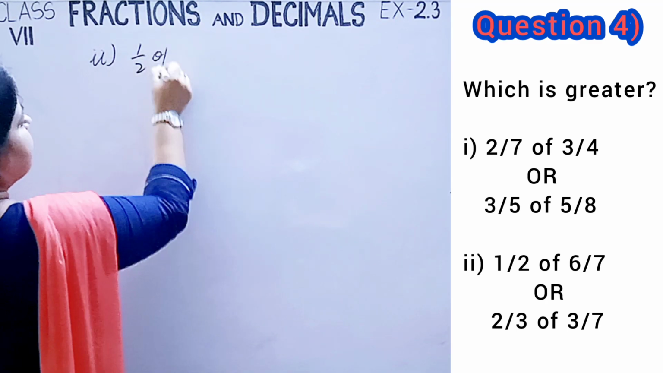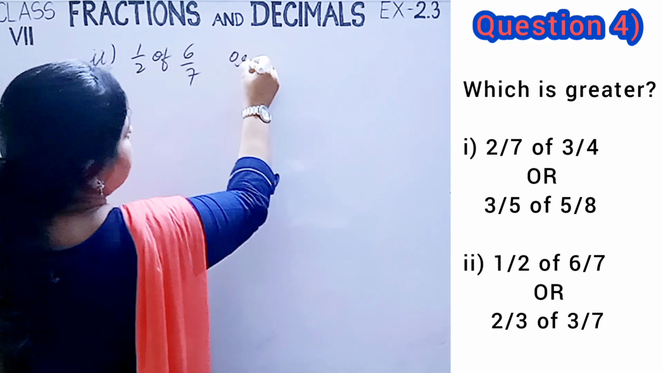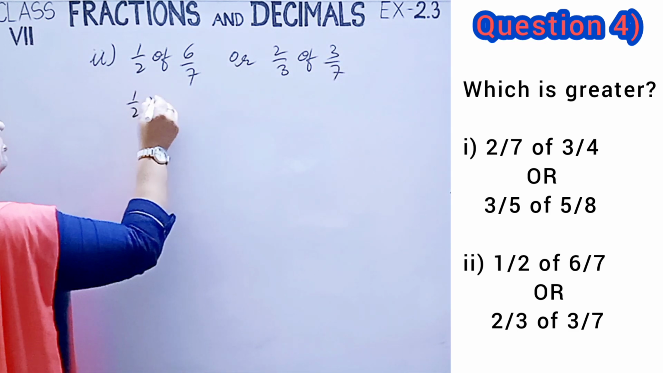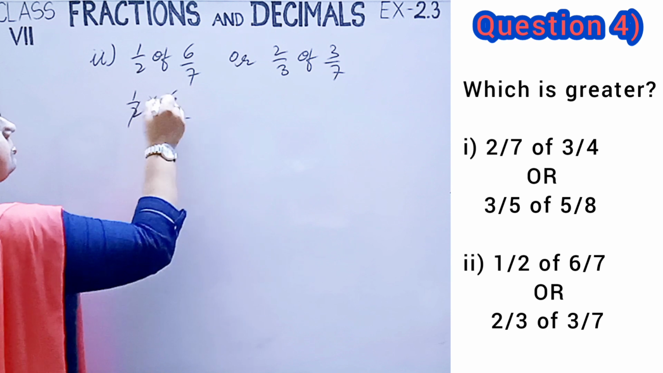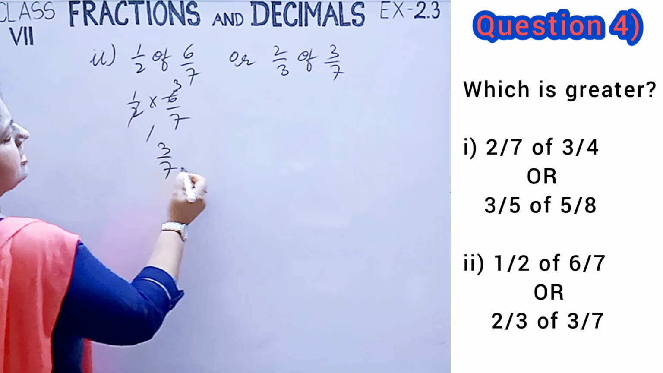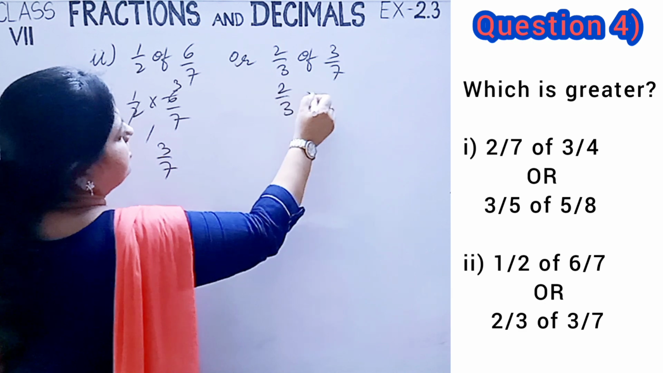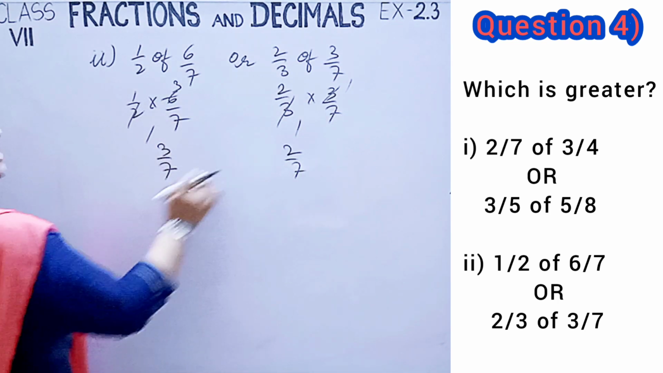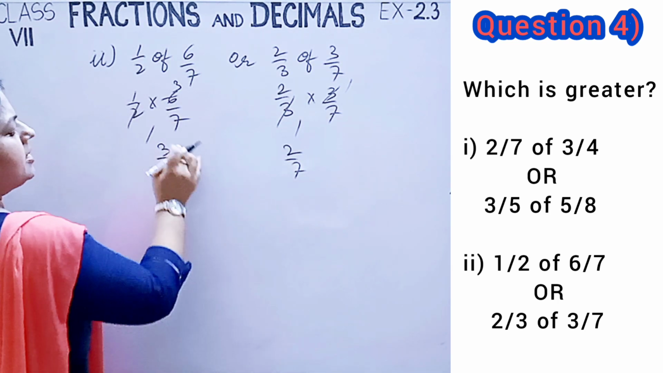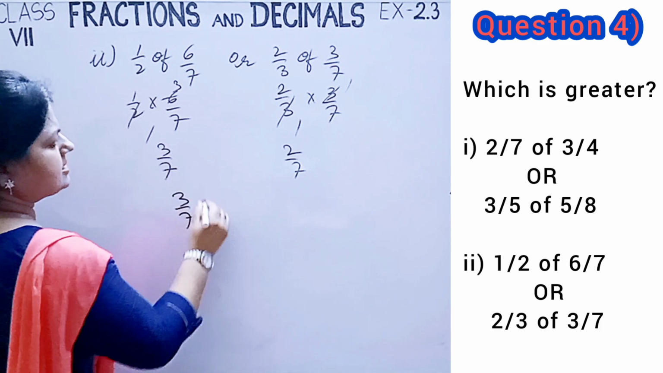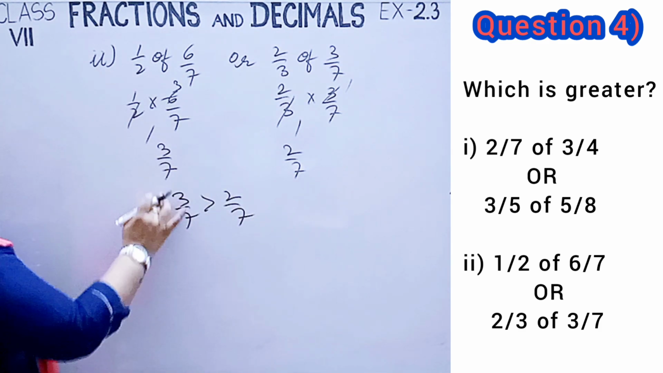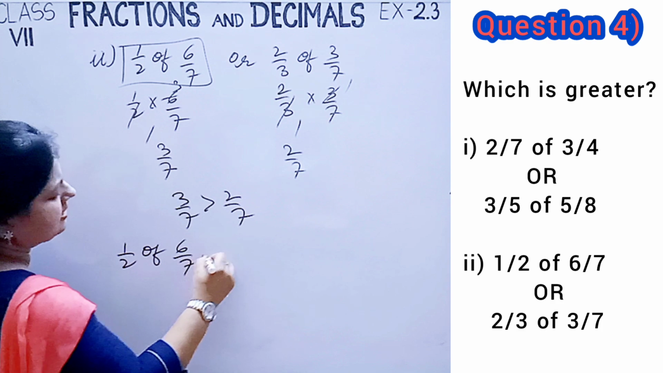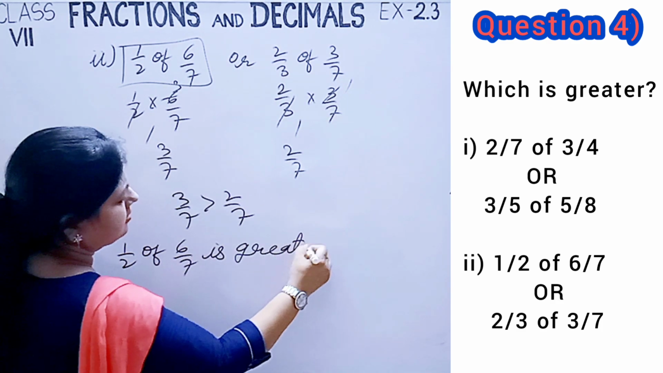1 by 2 of 6 by 7 or 2 by 3 of 3 by 7. So 1 by 2 into 6 by 7. 2 1s are 2, 2 3s are 6. So 3 upon 7. Now here 2 by 3 into 3 by 7. 3 and 3 cancel out. We got here 2 by 7. So 3 by 7 and 2 by 7 are like fractions. So here we can see that 3 by 7 is greater than 2 by 7. So 3 by 7 is the result of this one. It means 1 by 2 of 6 by 7 is greater. Answer.